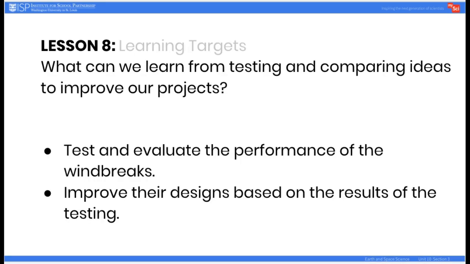By the end of this lesson, students will have completed the design challenge for the unit, testing and evaluating the performance of windbreaks, and improving their designs based on test results.